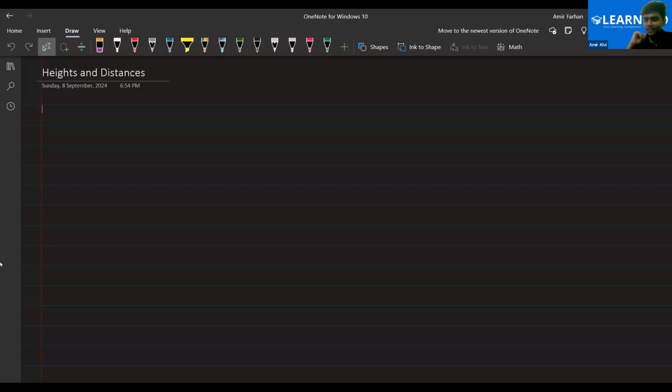Chapters 1 to 6, till triangles. Then 11, 12, and 14. 11th is area related to circle, 12th is mensuration, surface area and volumes, and 14th is probability or statistics. I think it's probability.